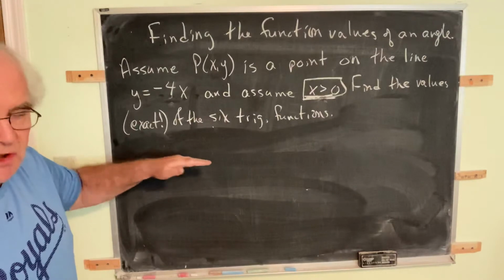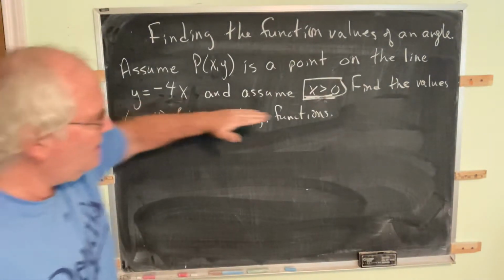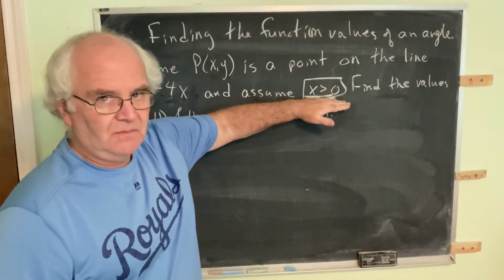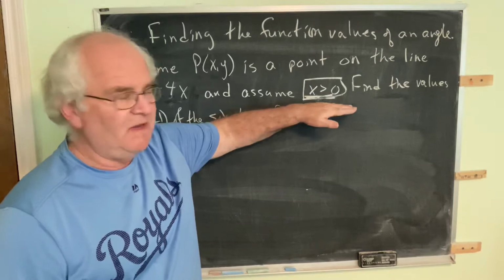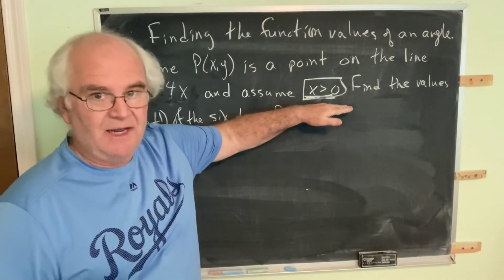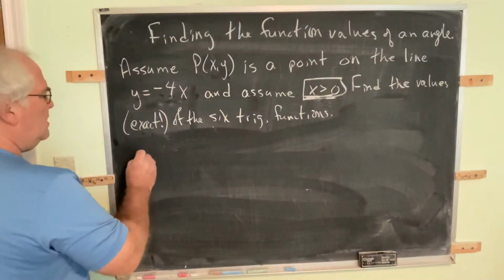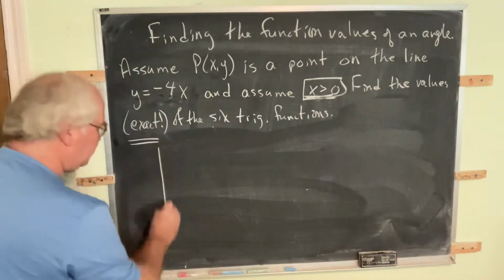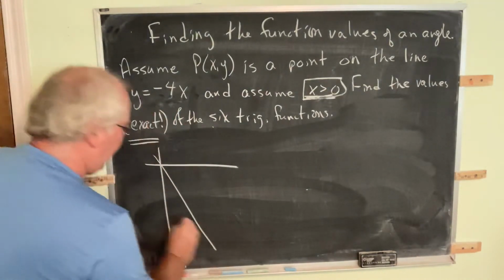We are free to choose any point on the line so long as it makes this true and it makes this restriction true. Remember, this restriction must be given in the problem. If it is not given, then the problem cannot be done, not by you, but by anybody. So we need to draw our picture as we actually have it. We actually have y is equal to negative 4x.